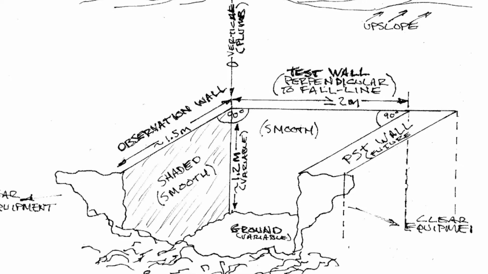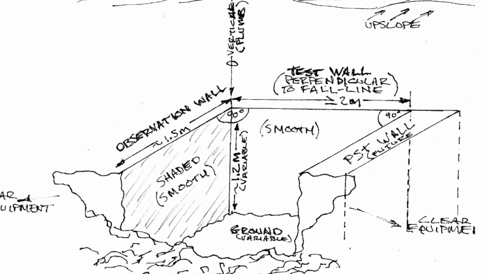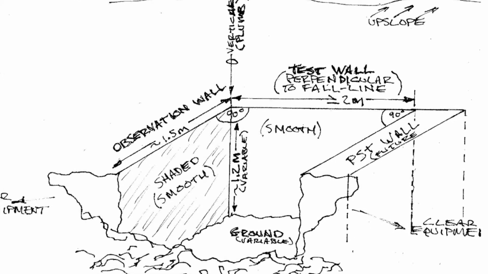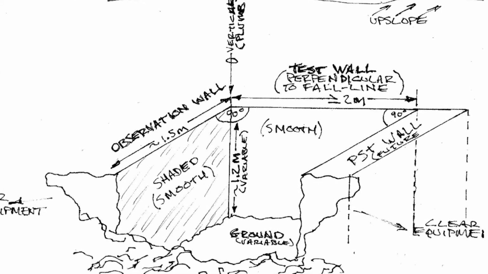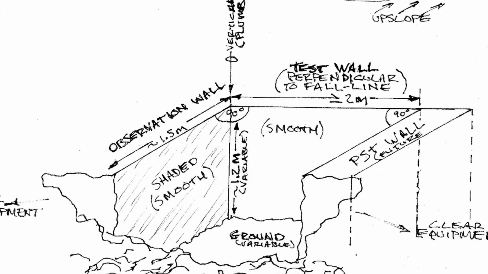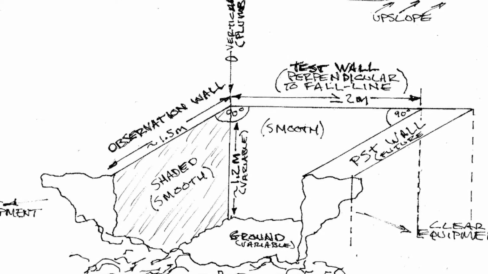The observation wall is slope parallel, and you'll need to choose the wall that will remain shaded during your observation period. The test wall is oriented perpendicular to the slope's fall line. The third wall can be used for the propagation saw test.